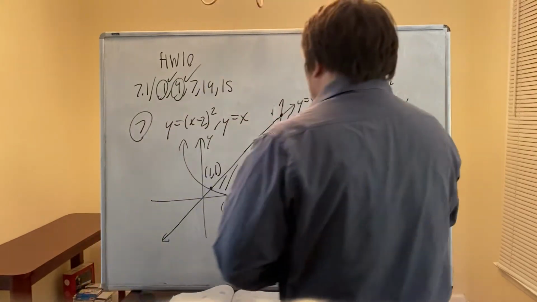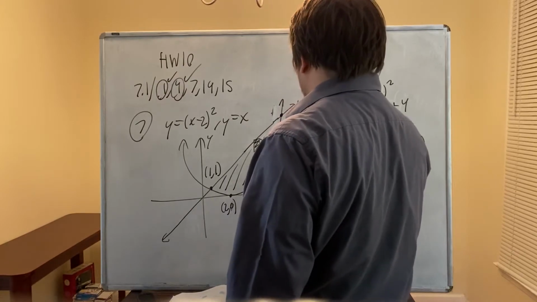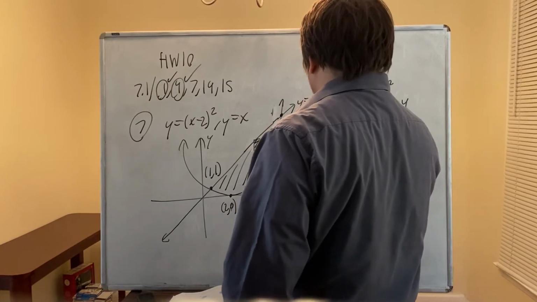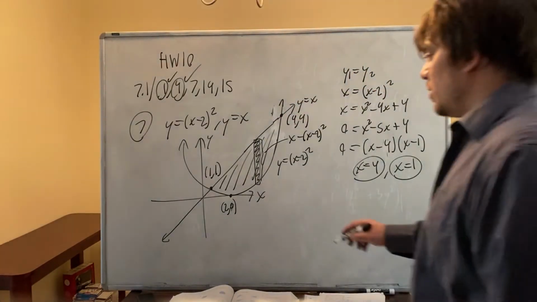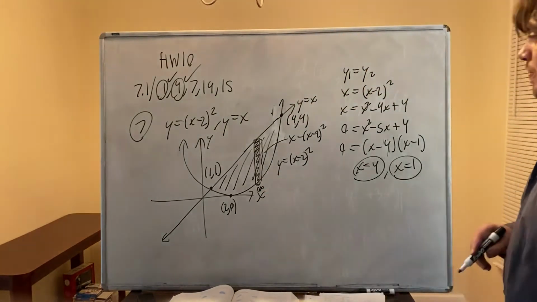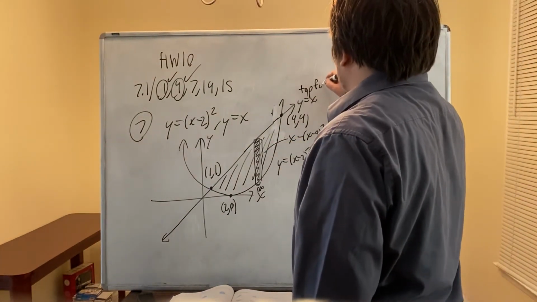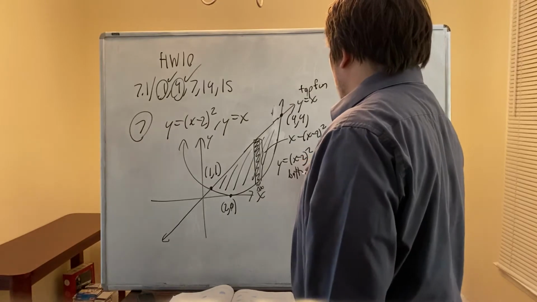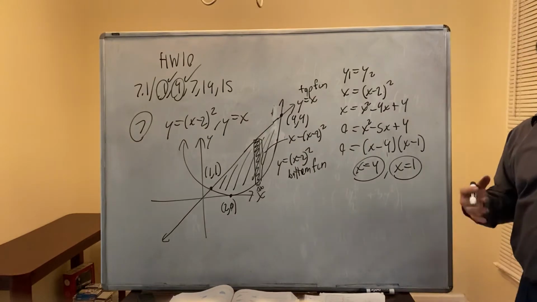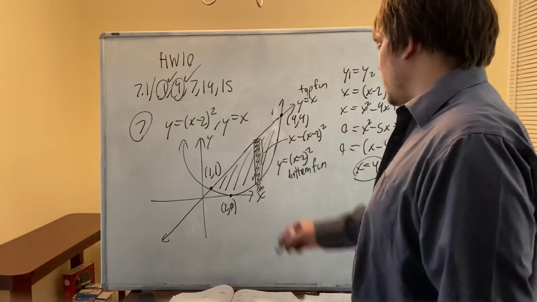Now label height and width. The height is the difference in y values. The height is x minus (x minus 2) squared, and the width is delta x. The top function minus the bottom function. This is the top function, and this is the bottom function. In the other example there was a right and left function because you were integrating with respect to y. Here we're going to integrate with respect to x, so there's a top function and a bottom function.